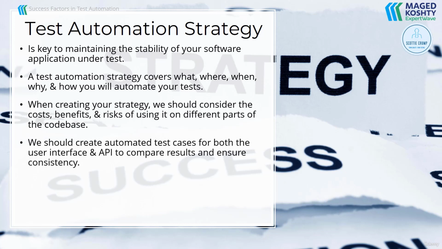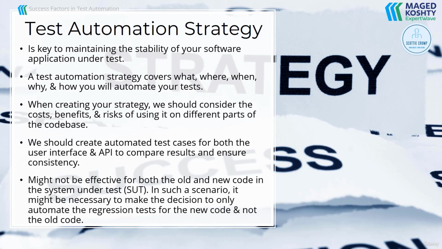Notice that we should create automated test cases for both the user interface and API to compare results and ensure consistency. So, for example, when a field such as phone number is required when submitting data in the user interface, the same field should also be required when making a request via the API. In addition, it's worth noting that the test automation strategy might not be effective for both the old and new code in the system under test, SUT. So, in such a scenario, it might be necessary to make the decision to only automate the regression tests for the new code and not the old code.